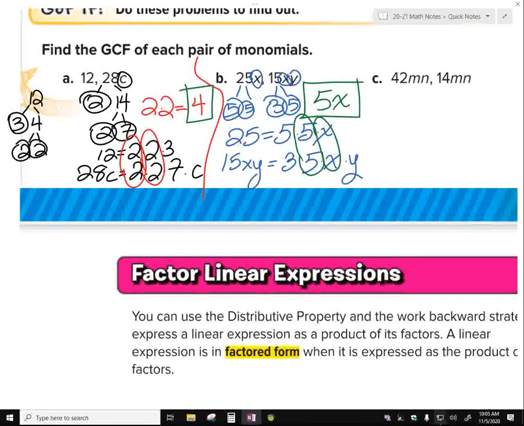Do we need to do C? I have C done on the paper, on the notes I'm going to post on Schoology. So, I mean, it's just going to be the same similar situation. The only difference is there's an M and an N on it.